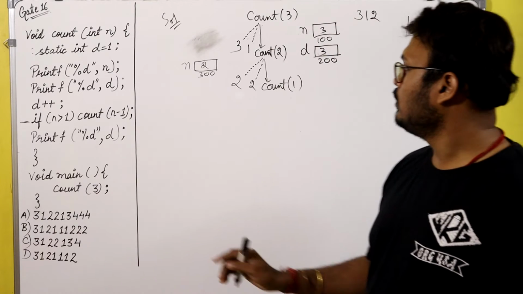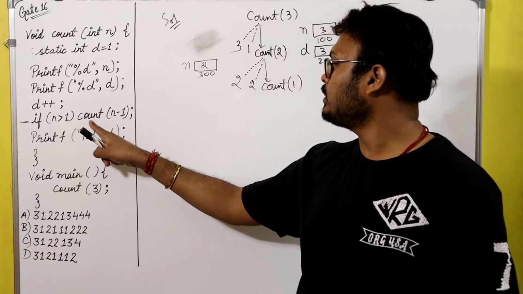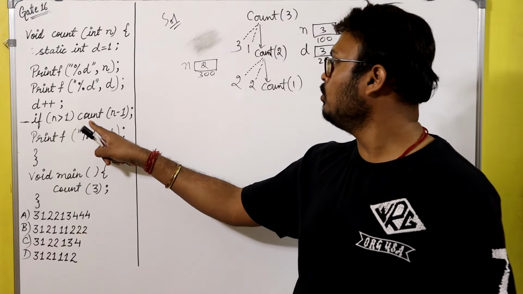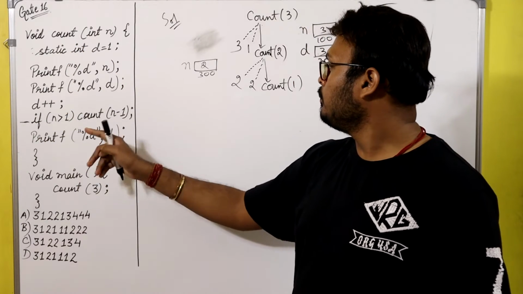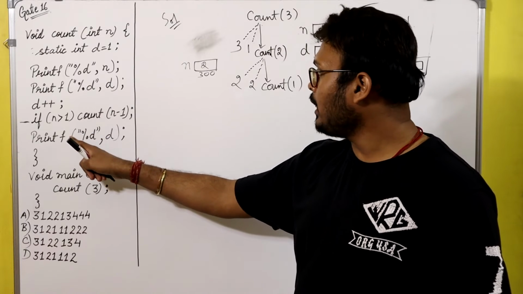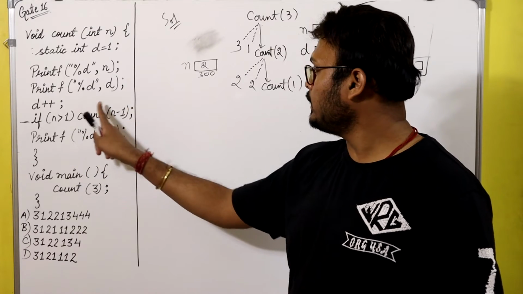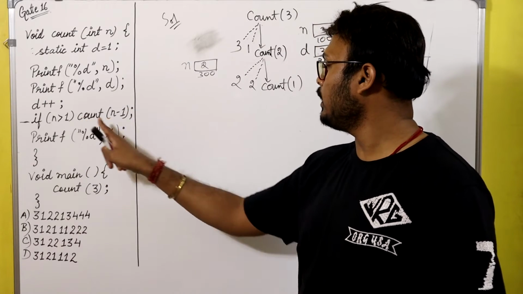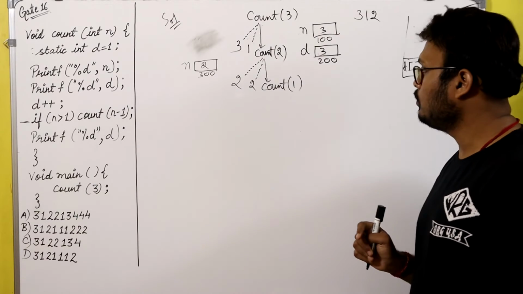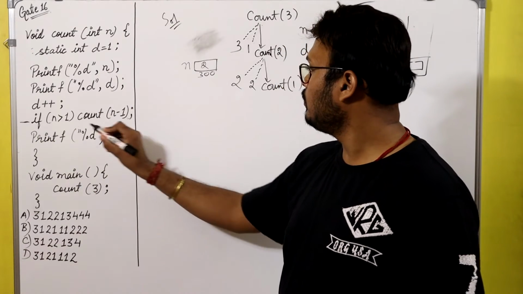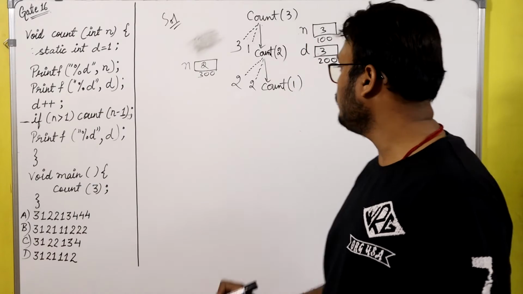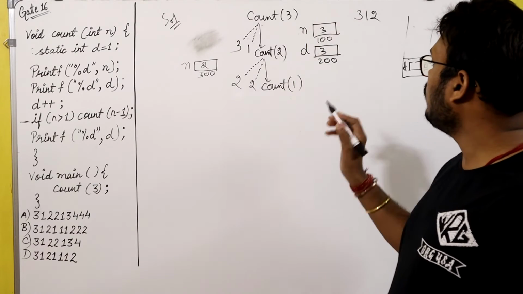Fine. Since this function has been called, the cursor will jump here. Don't come here right now, because the execution of this part is remaining. So count of 1. It means we have executed till this line. Fine. So now count of 1.